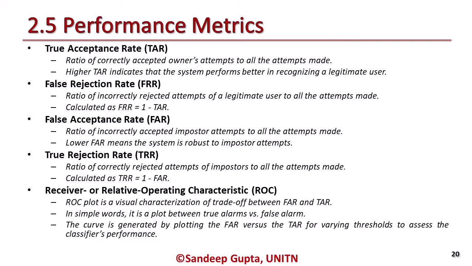Receiver or relative operating characteristic is a visual characterization of the trade-off between false acceptance rate and true acceptance rate. In simple words, it is a plot between true alarms versus false alarms. The curve is generated by plotting the false acceptance rate versus the true acceptance rate for varying thresholds to assess the classifier's performance. With this we conclude this tutorial.